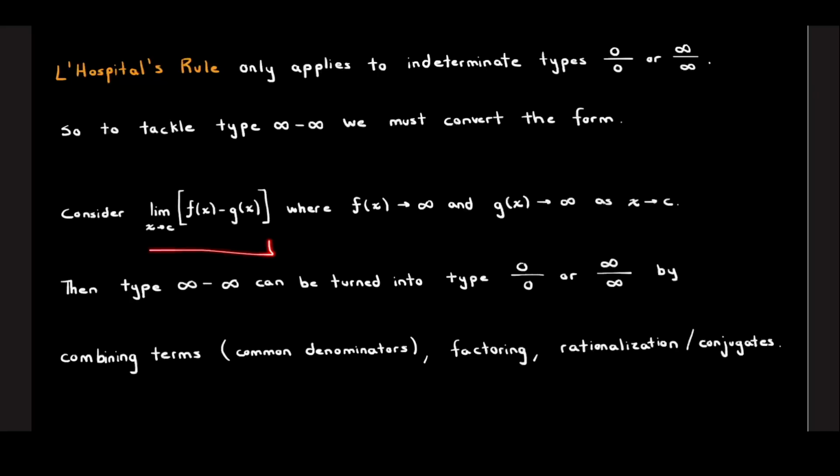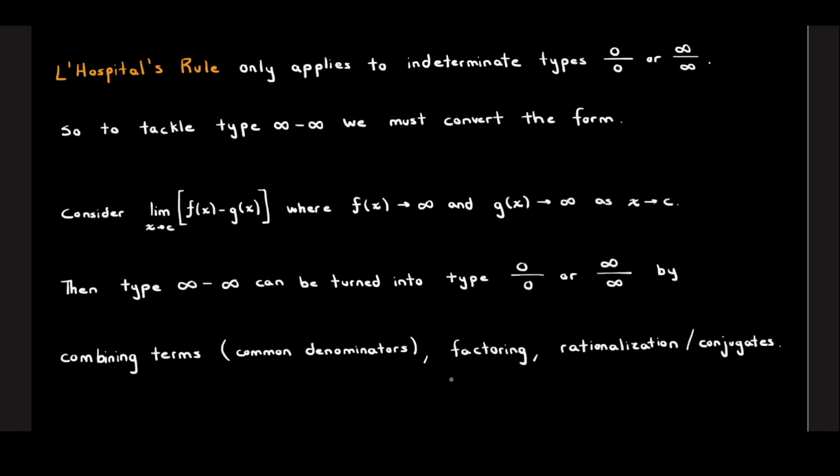So let's say you have this limit as x approaches c of f minus g, and f of x approaches infinity, g of x approaches infinity as the inputs approach this limiting value c. In other words, you have the indeterminate difference. So to convert this indeterminate difference into an indeterminate quotient, here are some common techniques you can do. If you see fractions, then I recommend you combine those fractions into one big fraction. You want to get common denominators and combine into one big fraction. This is going to be your most common technique on how to solve these problems.